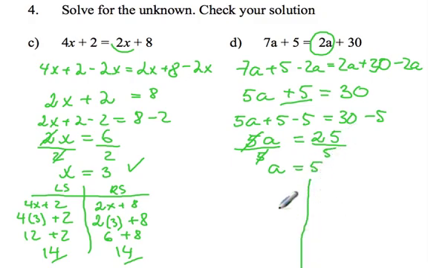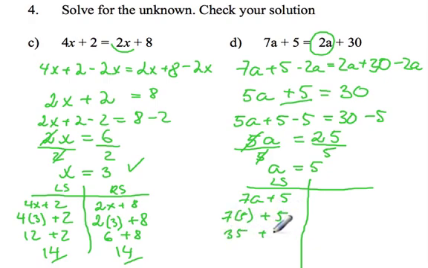And again, we have to check our solution. On the left side, we have 7a plus 5, and we're going to substitute the solution. 7 times 5 plus 5. 7 times 5 is 35 plus 5. That's 40 on the left side.